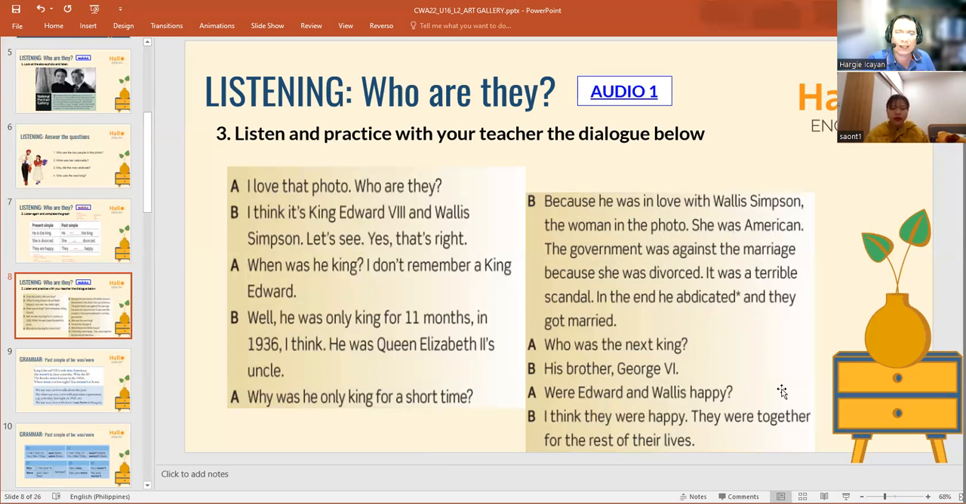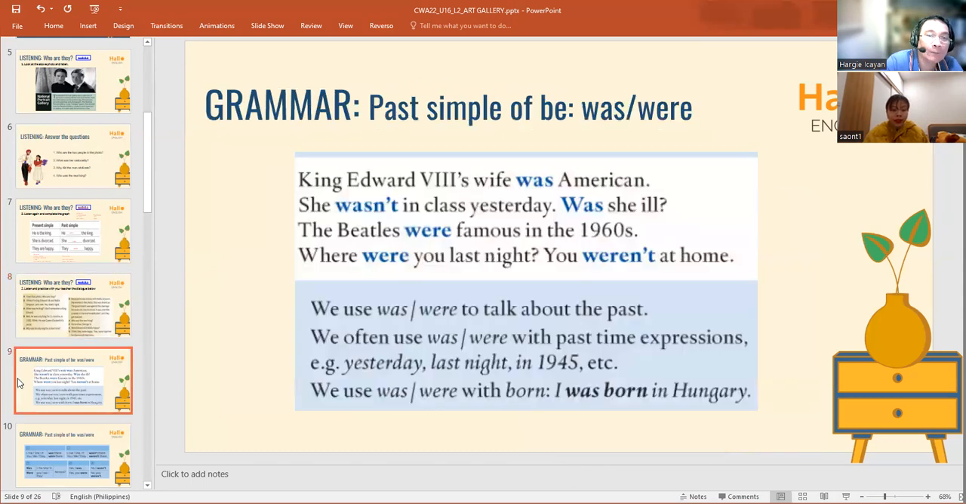Were Edward and Wallis happy? I think they were happy. They were together for the rest of their lives. Okay, so let's continue now.